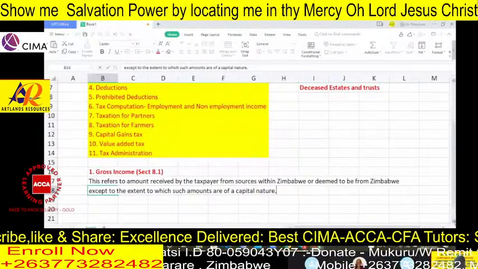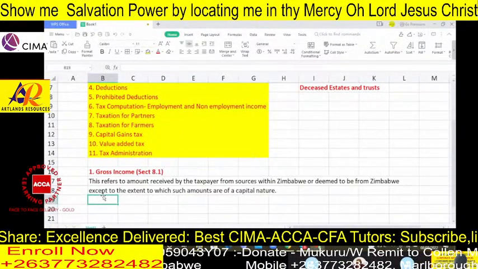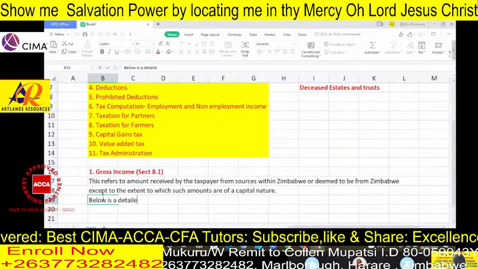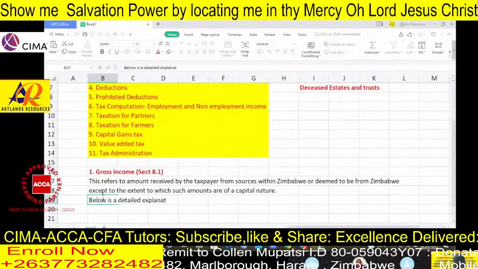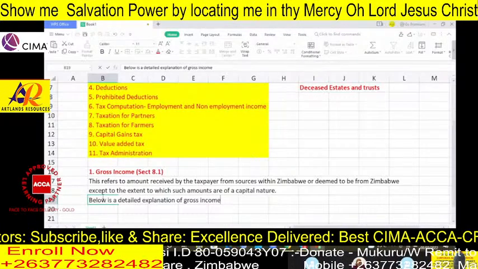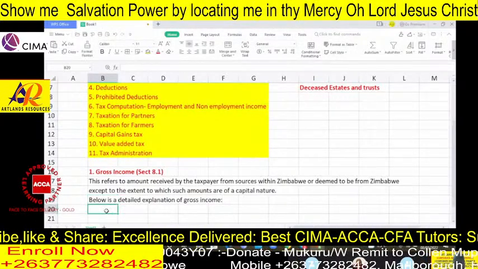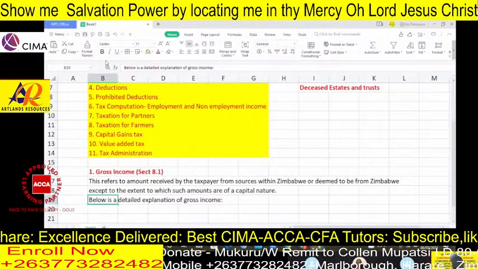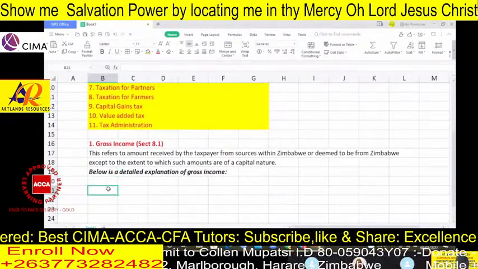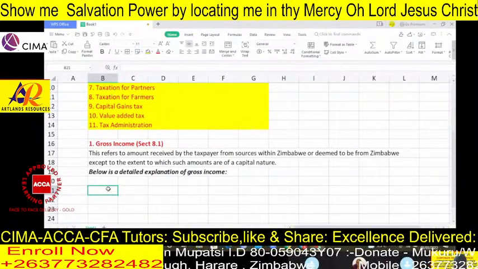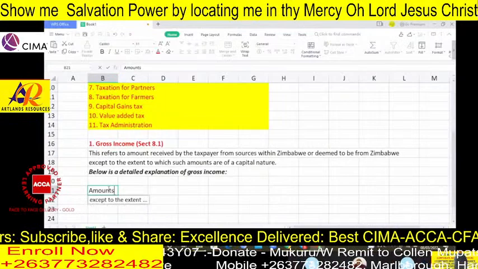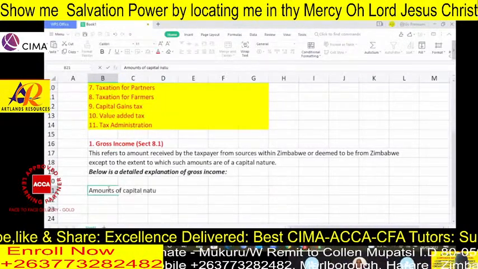All right. So the law gives a detailed explanation of gross income. Let us go through it in detail. Below is the detailed explanation of what we really mean by gross income. The first one is amounts of capital nature.